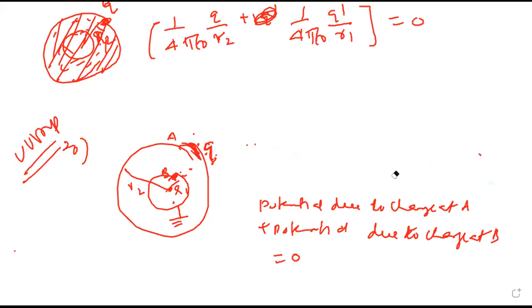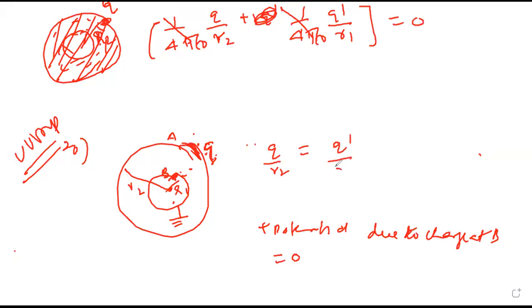Have you followed? Yes. Because a three-shell case is also possible, I will tell you that in the main lecture. This one looks a bit easy. So throughout, 1 upon 4 pi epsilon naught you can cancel. So we get Q upon R2 is Q dash upon R1 with a minus. Therefore Q dash equals minus of Q R1 upon R2, minus Q into R1 by R2. That is option A.